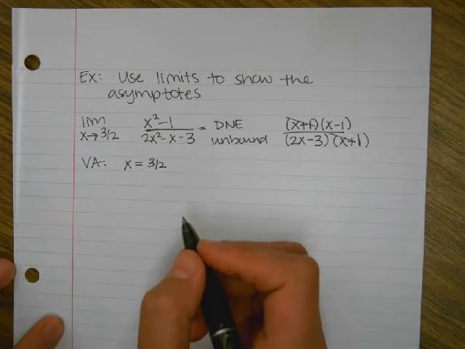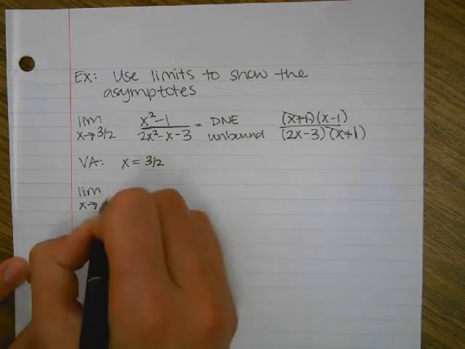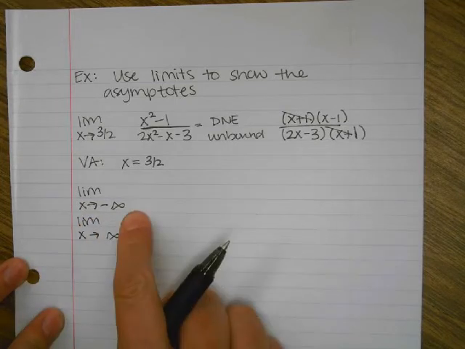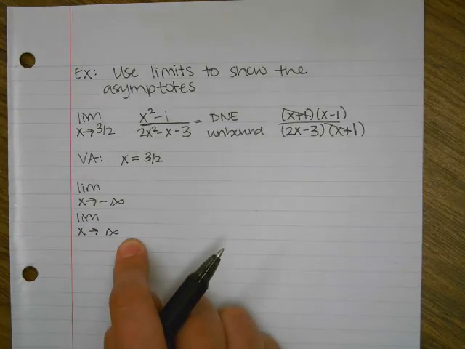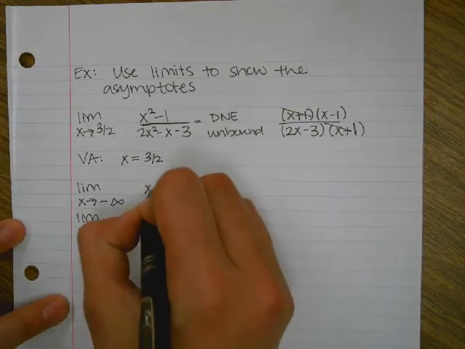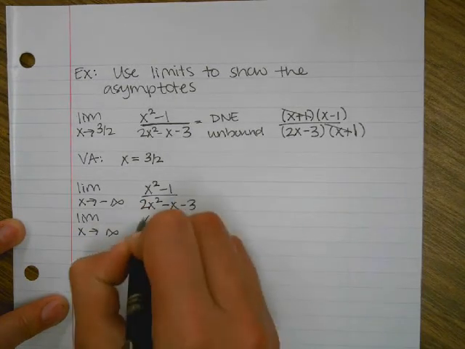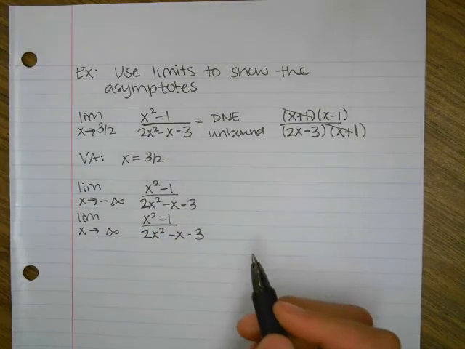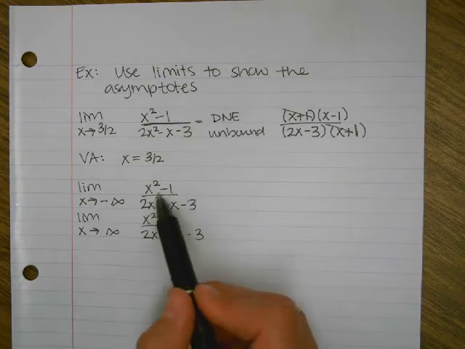All right. Now, for me to find the horizontal asymptotes, because there could be more than one, that's why I said it plural, I'm going to find the limit as x goes to negative infinity and as x goes to positive infinity. Because it's possible that one side of the graph is following one asymptote and the other side of the graph is following another asymptote. So I'm going to go ahead and do both of these. The limit of x squared minus 1 over 2x squared minus x minus 3.